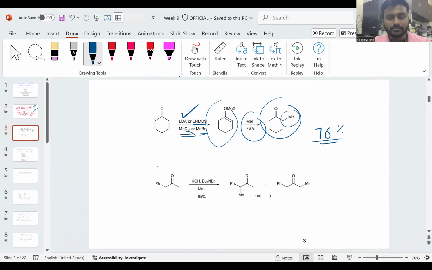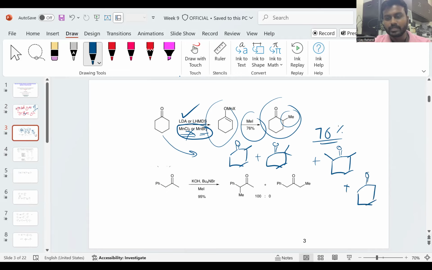But if you do not use MnCl2 or MnBr2, in that case, what happens? We get a mixture of products in which this is the first product, and again a mixture of this product. Again, there is a possibility of this product, and so on. So there are too many possible products, and also the product which contains the. So this is how too many products are getting formed if you don't use this kind of chelate formation, that is MnCl2 and this kind of additive.